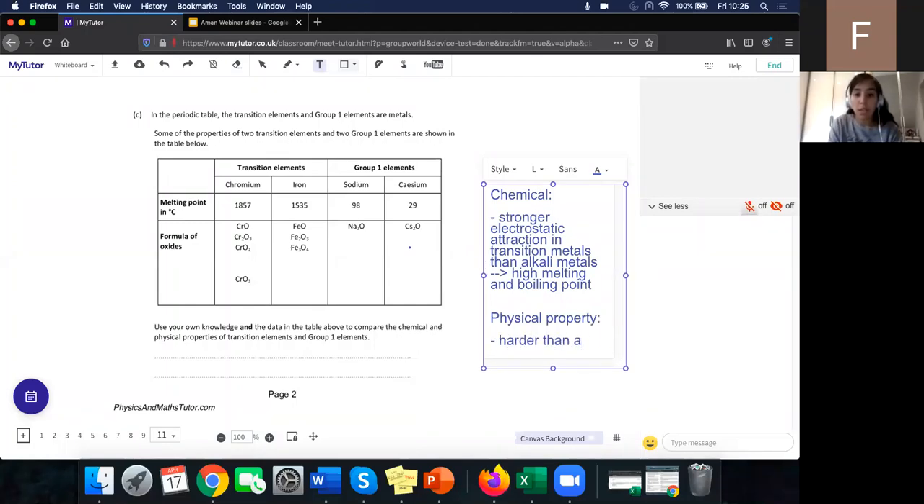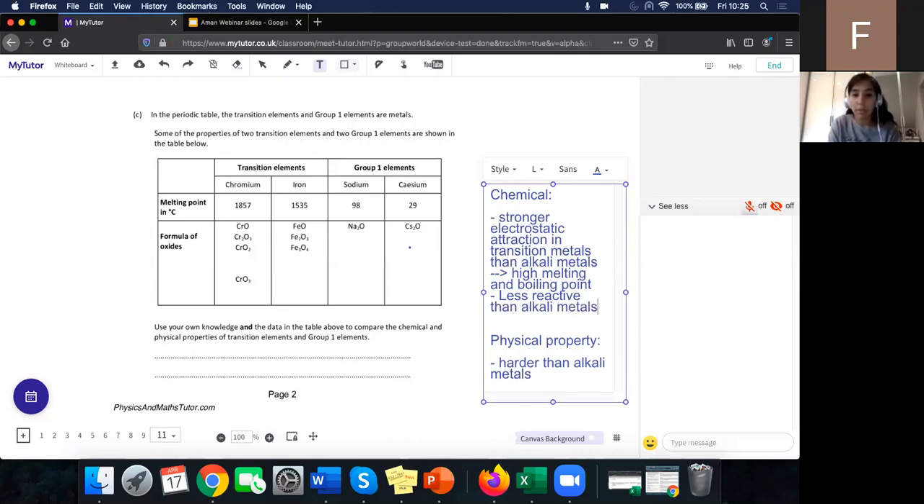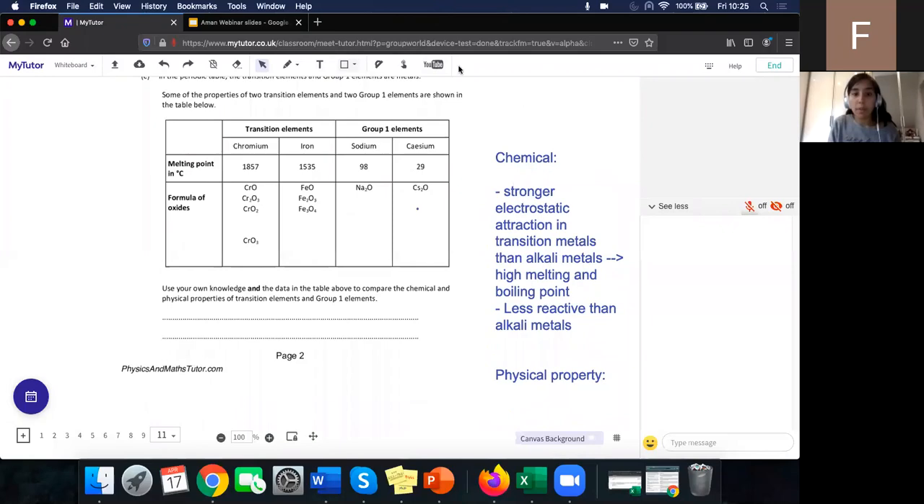Again, that's to do with the electrostatic attraction. So chemical properties would be that they are less reactive. Again, that's to do with the electrons in the outer shell. You wouldn't need to explain that, but you can say less reactive than alkali metals. Physical property, they form coloured compounds. There you go. So that would be kind of 4 things that you could talk about there.